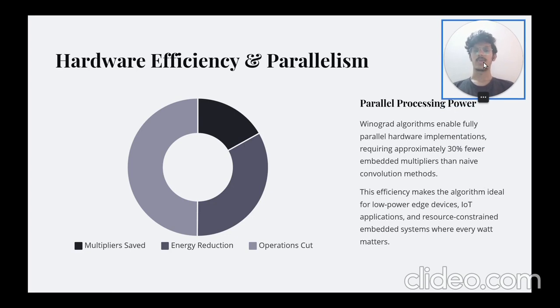So let's come to the hardware efficiency and parallelism part. The parallel processing power of the Winograd algorithm is huge, because it enables parallel hardware implementation and hence requires just 30% fewer multipliers, as shown by this pie chart. It saves 30% of multipliers, basically the multiplication cost, giving huge energy reduction, and it cuts operation cost. And because of this efficiency, this algorithm is ideal for low power edge devices, IoT applications, and resource constrained embedded systems, where every watt matters.